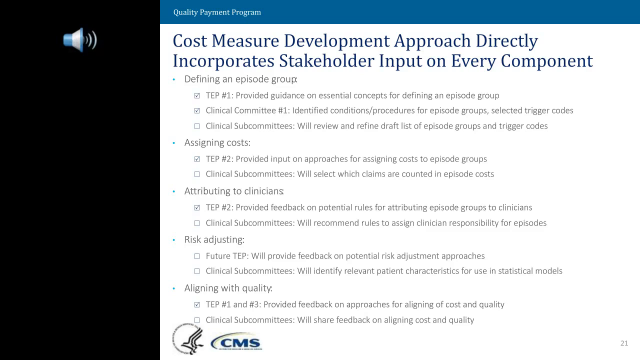The fourth component, risk adjustment. A future technical expert panel, or TEP, will provide feedback on potential risk adjustment approaches, and future clinical subcommittees will identify relevant patient characteristics for use in statistical models. The fifth component, aligning with quality. The first and third TEPs provided feedback on approaches for aligning cost and quality. Moving forward, clinical subcommittees will share feedback on aligning cost and quality as well.